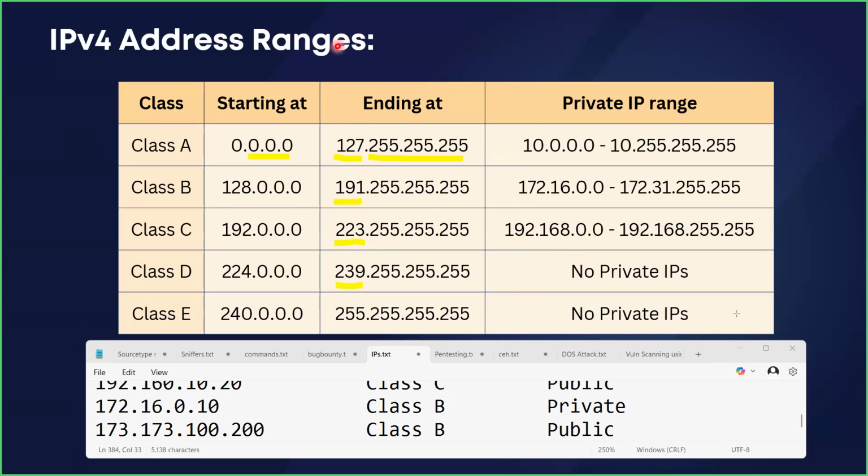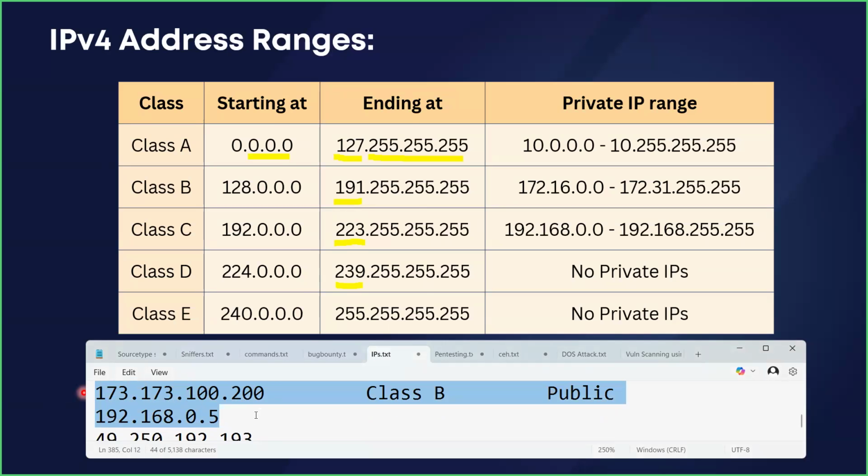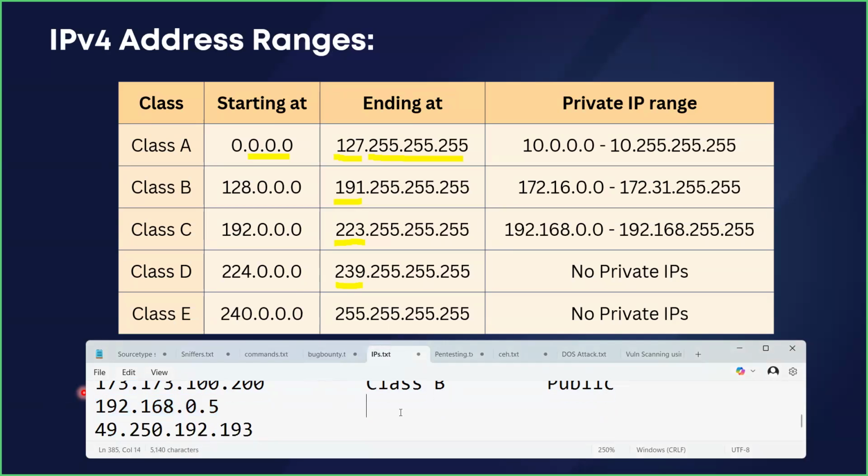So moving on to the next IP. Next IP 192.168.0.5. Any answers on this? Which class does it belong to and whether it's public or private? Yes. Correct answer. Class C and private. Next.